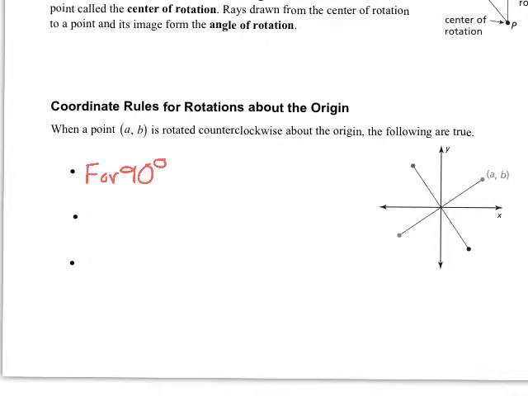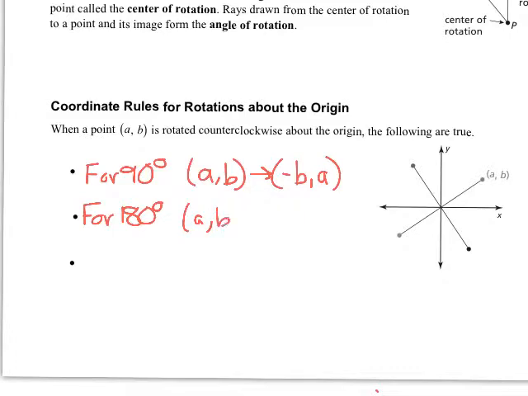Okay, so for a 90-degree rotation, A, B is going to transform into negative B, comma A. So you're going to flip-flop your X and Y values, and your new X value is going to change signs. Okay, for a 180-degree rotation, you're going to take your normal A, B point, and you are simply going to change the signs of both of them. So negative A, comma negative B.